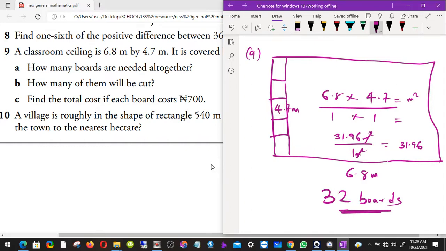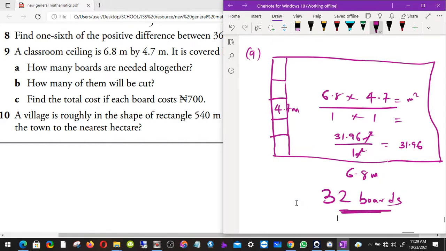Take note, you must do this division of 1 by 1. We are just lucky that it is 1 by 1. If it were 2 by 2, it should have been divided by 4. So if you didn't do this division, it's wrong. You must do this division to know the number of boards.